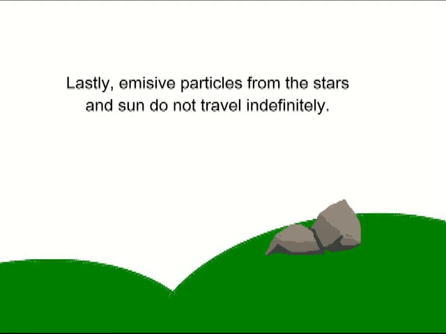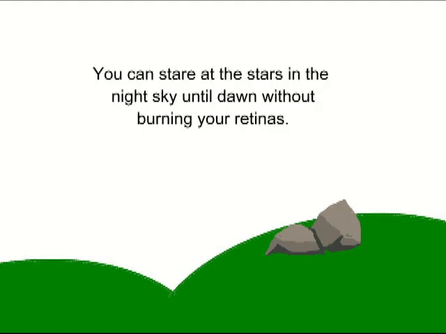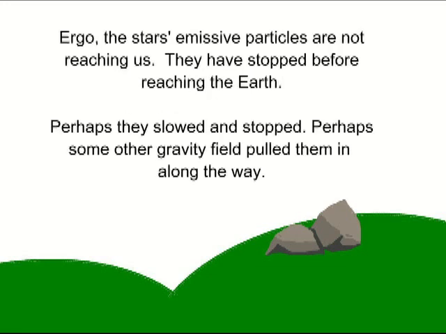Lastly, photons, or emissive particles from the stars and sun, do not travel indefinitely. You can stare at the stars all night long without hurting your retinas, so that's obvious. Ergo, the star's emissive particles are not reaching us. They have stopped before reaching the Earth, except for the sun. Perhaps they slowed and stopped. Perhaps some other gravity field, like another solar system or large planets, pulled them away from their path to us. But we're certain that those photons from faraway stars did not reach us.